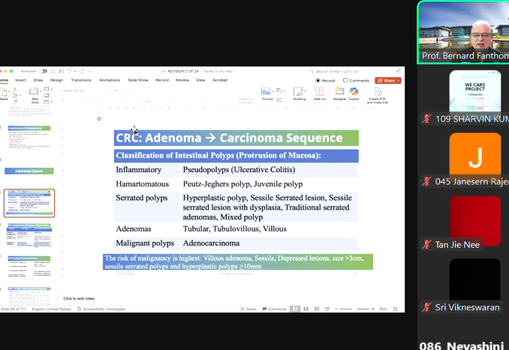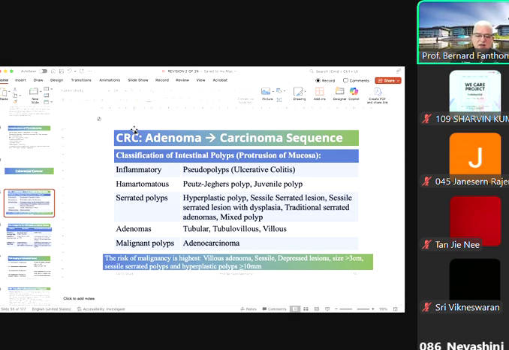All these intestinal polyps are initially just protrusions of the mucosa, and they may be of various types. They may be pseudopolyps, which we see in inflammatory diseases, then hamartomatous polyps, which we see in Peutz-Jeghers and juvenile polyps, then serrated polyps like hyperplastic, sessile serrated lesion, and dysplasia.